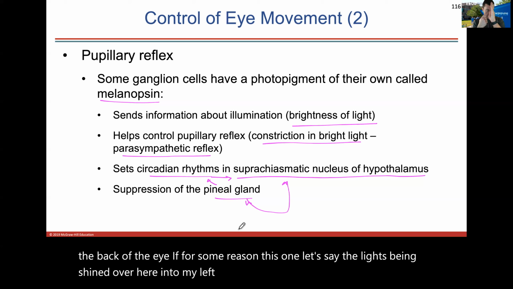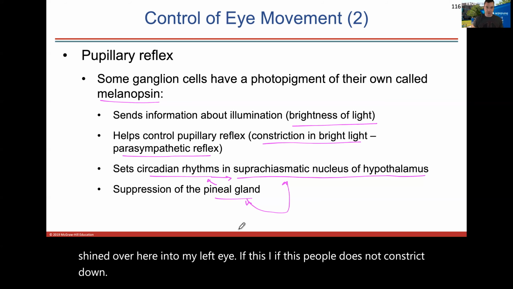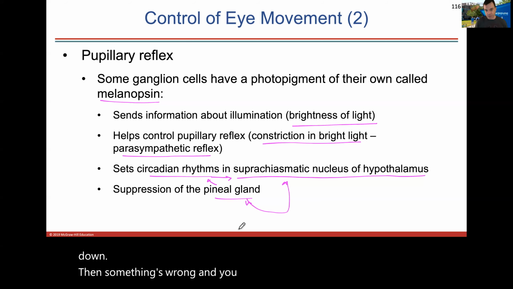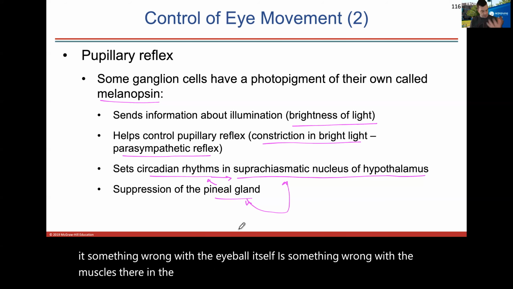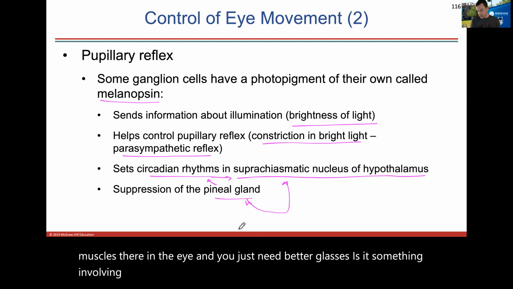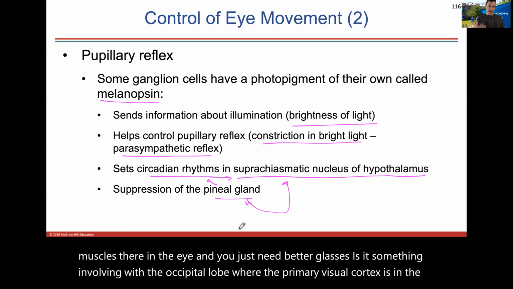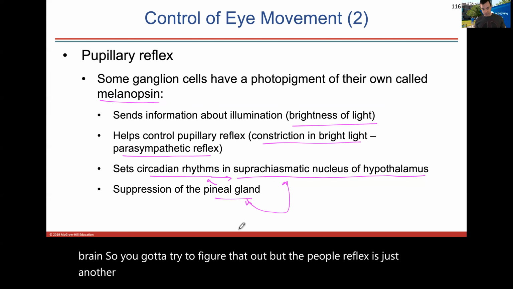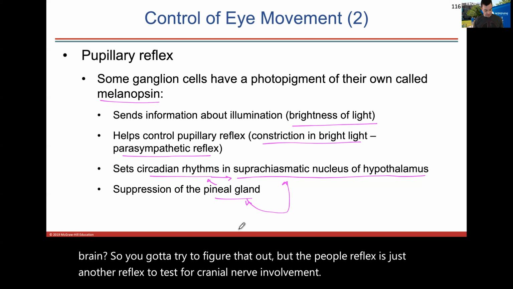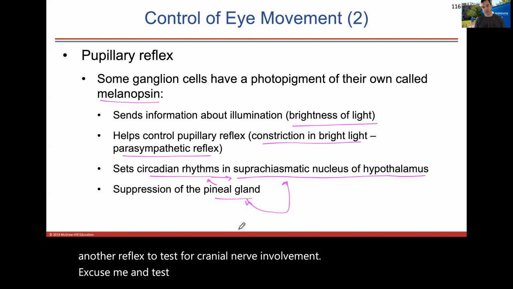If the light's being shined into my left eye and this pupil does not constrict down, then something's wrong, and you've got to figure out what's going on. Is it something wrong with the eyeball itself? Is it something wrong with the muscles in the eye? Do you just need better glasses? Is it something involving the occipital lobe, where the primary visual cortex is in the brain? You've got to figure that out. But the pupillary reflex is just another reflex to test for cranial nerve involvement, and to test for swelling and inflammation in the brain.